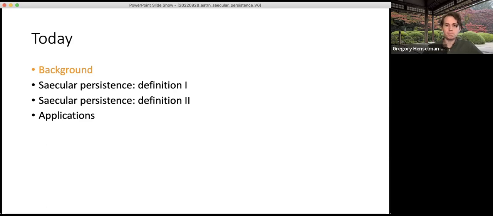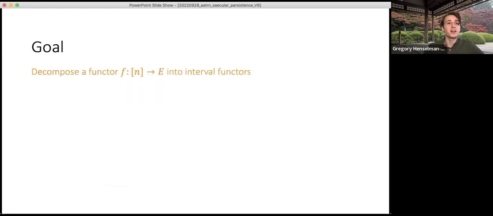Great. So now let's talk about definitions. What is secular persistence? Well, it's a way to decompose interval modules. So again, if you fell asleep earlier, that's great. You can wake up and no worse for the wear. Remember that a persistence module for us is going to mean a functor from the poset category of the first n integers, i.e. a finite totally ordered set, into some category E, and we'd like to decompose it.